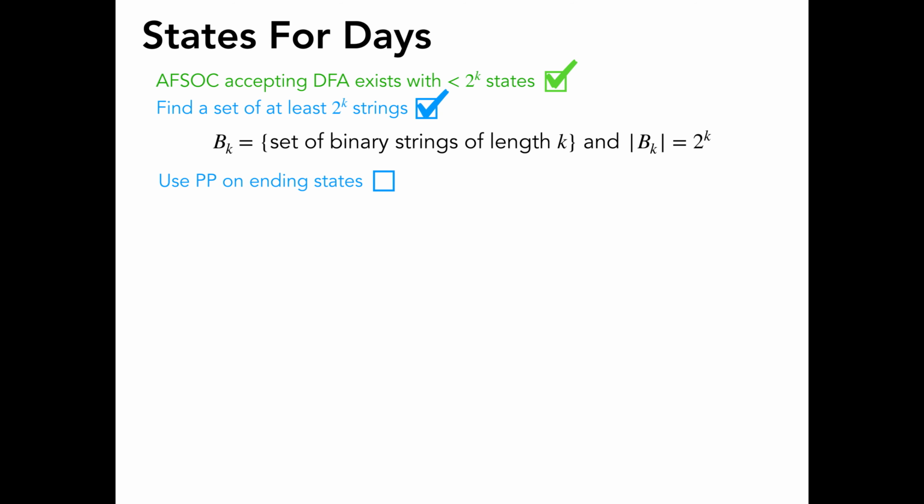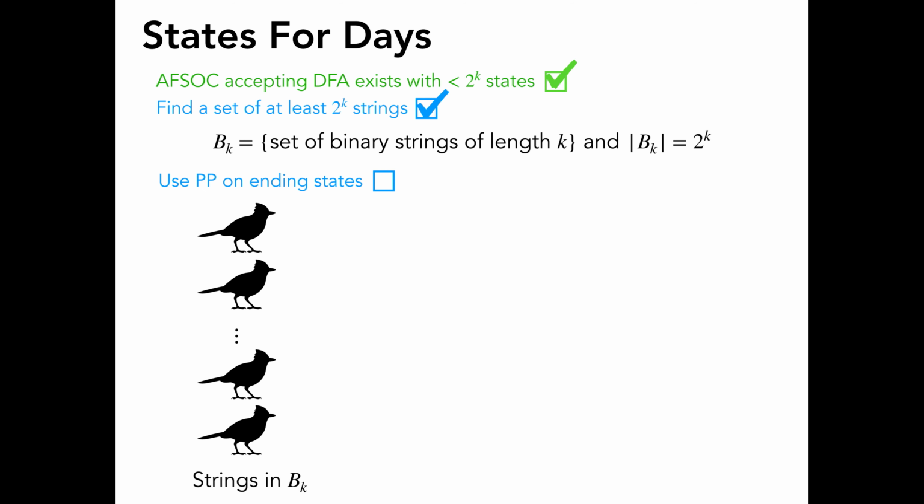So now we want to see how we're going to use the pigeonhole principle. Again, the pigeons in this case are the strings in B_k. The holes in this case are the states in our DFA. Since we have strictly more pigeons than holes, since we have strictly more strings than states, we're guaranteed that some two of the strings will end up in the same ending state.